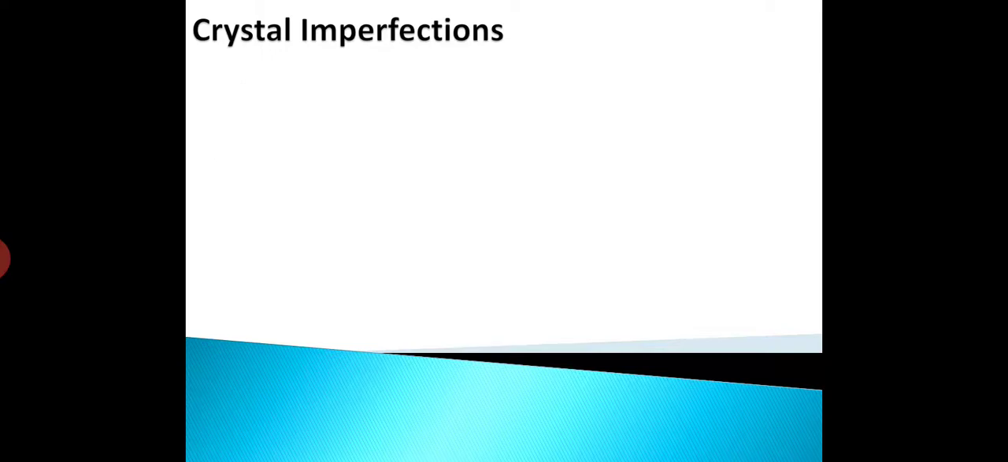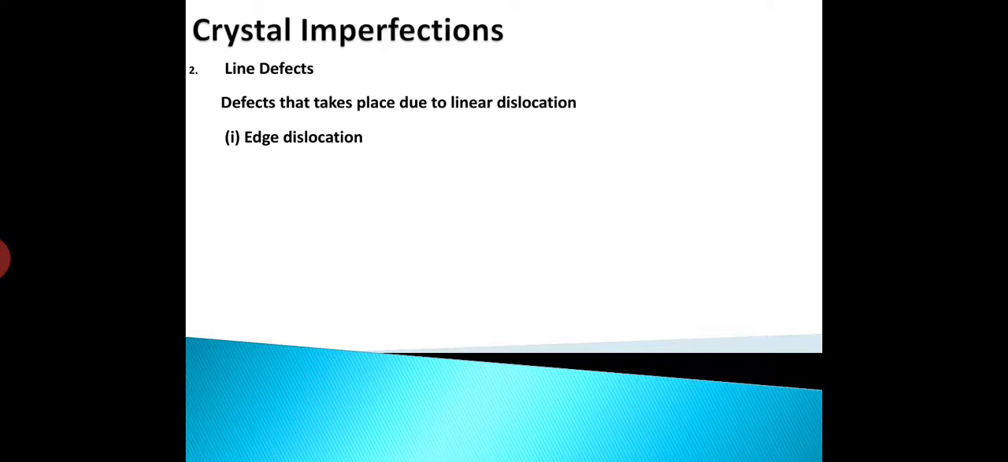So this is about point defects. The next type of defect is the line defect. This defect takes place due to linear dislocation. Dislocation is nothing but an obstacle or defect obtained in a linear direction. When there is an obstacle or defect in a linear direction, that is called a line defect. It also has two types. The first type is the edge dislocation.